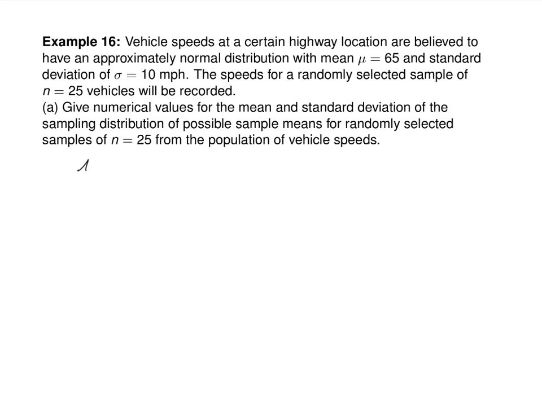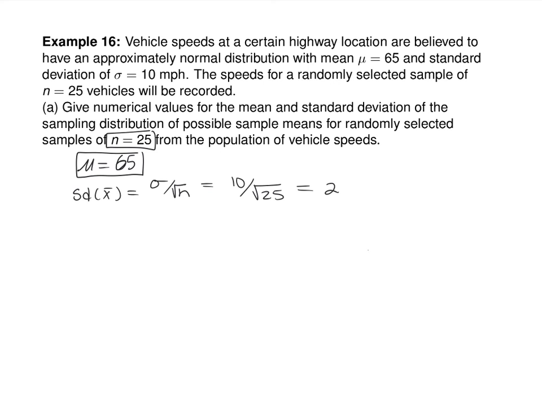So the mean, if you were to do lots of samples, is still equal to 65. But now the question is, how much is that mean going to vary if you take samples of 25? So that's the standard deviation of x bar, which is, remember, sigma over root n. Sigma here was 10, root n is root 25. So 10 over 5, which is 2.